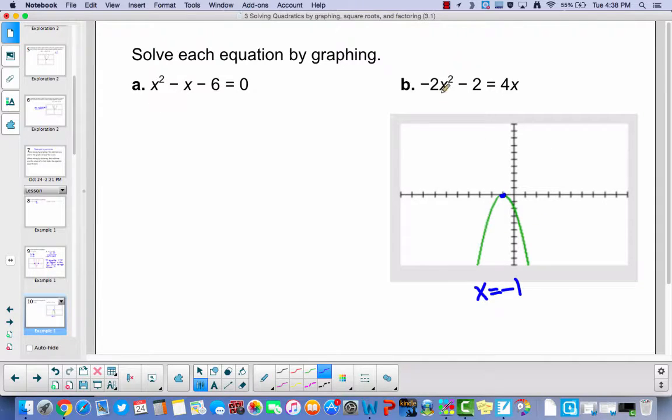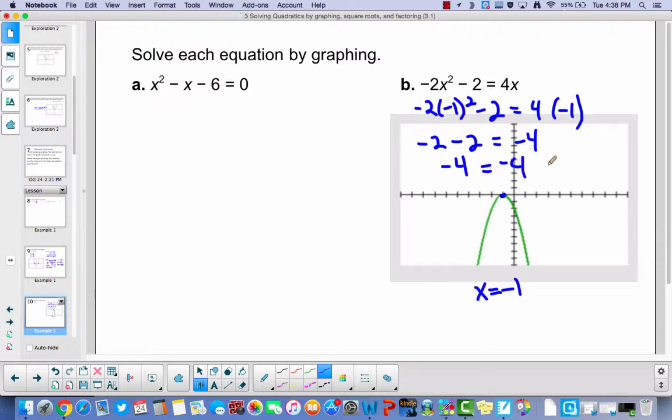If I were to plug a -1 in, -2 times -1 squared minus 2 should equal 4 times -1. Well, -1 squared is 1, times -2 is -2. -2 minus 2 is -4. 4 times -1 over here is -4. Does -4 equal -4? Yes. So that is my one solution.